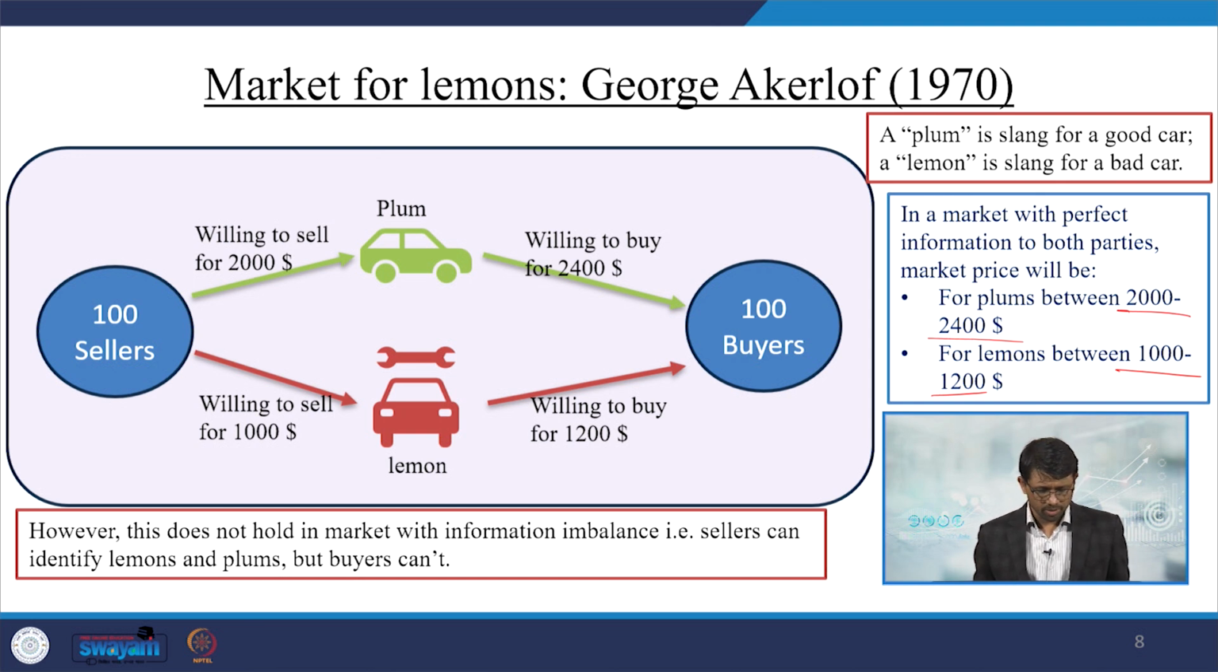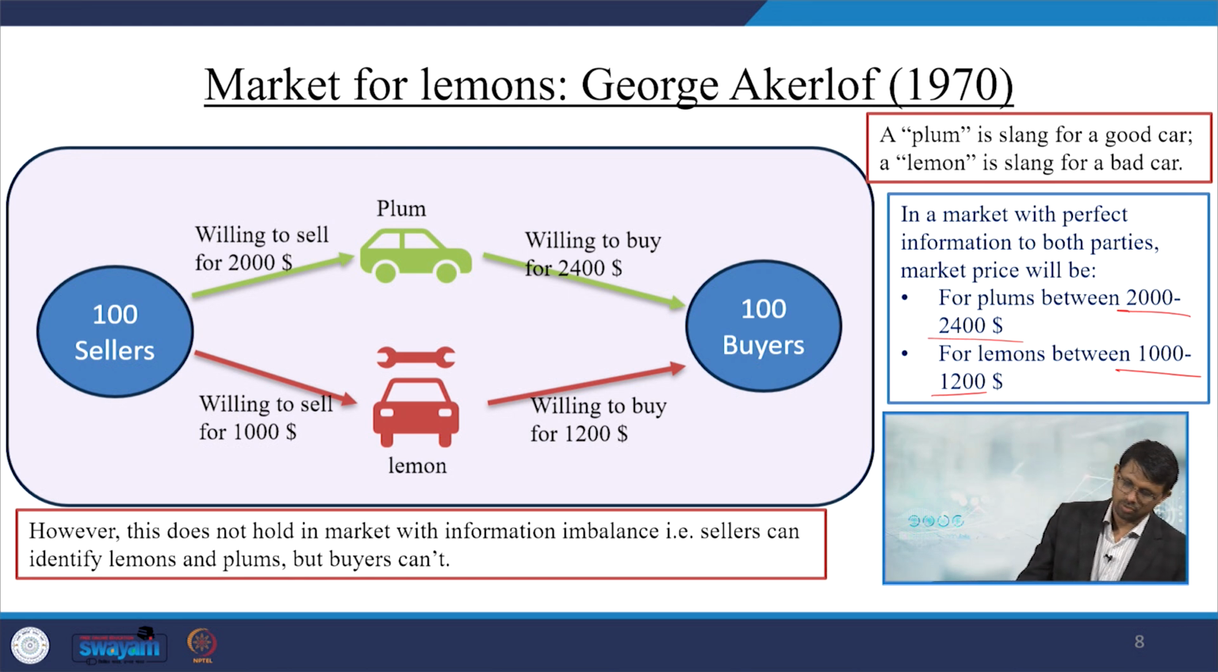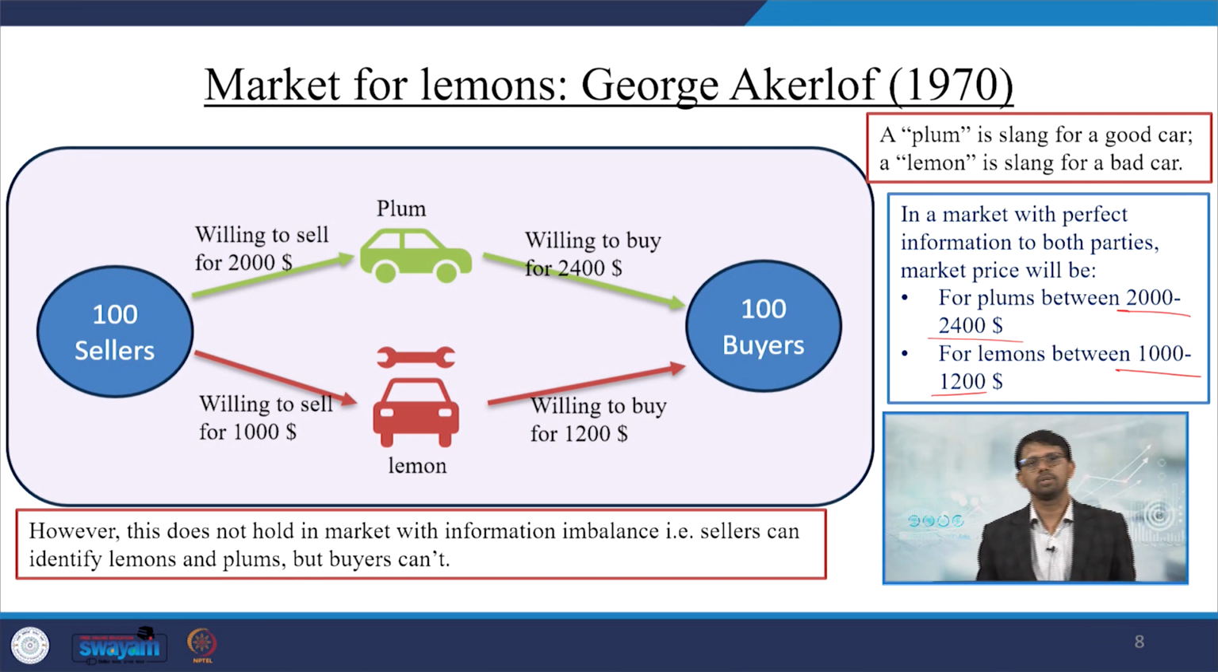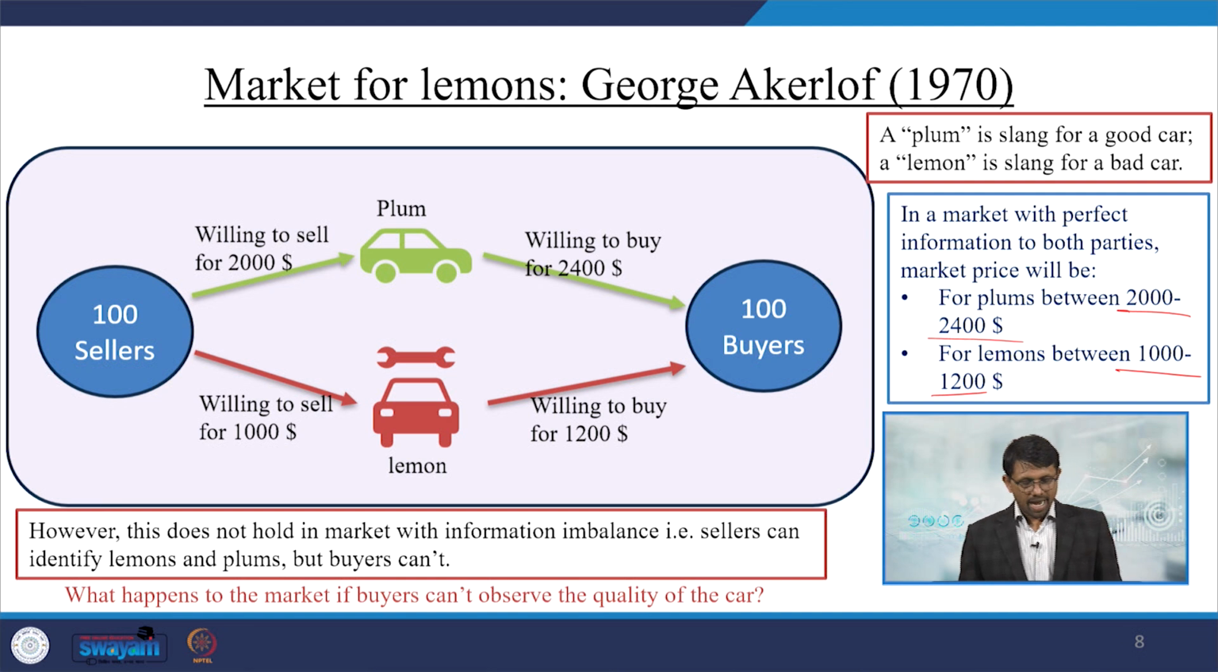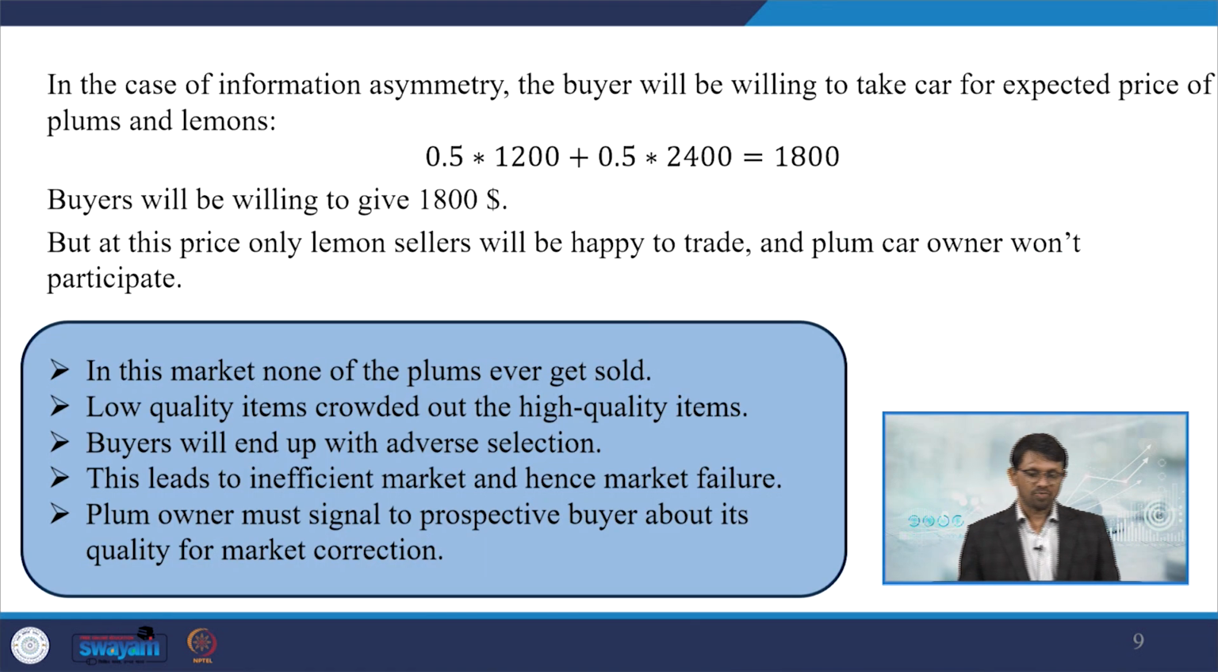However, this does not hold in a market with information imbalance, that is, where sellers can identify lemons and plums, but buyers cannot. In this case, the seller has information about the quality of the car, whereas the buyer does not. But in the case of insurance, it is just the reverse. We are going to discuss that. So, what happens to the market if buyers cannot observe the quality of the car? Then there might be subcontracting, or bias towards the selling of the product.